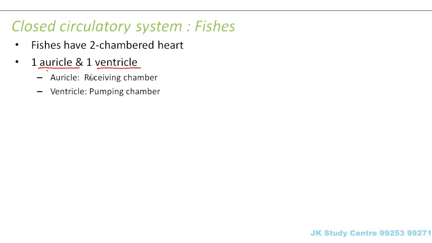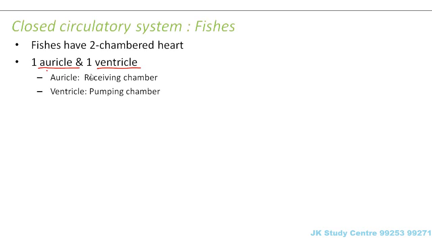So what is an auricle and what is a ventricle, and why at all is the heart divided into chambers? The heart is divided into chambers in order to keep things more organized. So these auricles are the receiving chambers. That means the chamber which will receive blood. Ventricle is the chamber which will pump the blood. That means the ventricle will release out the blood and the auricle will receive the blood.